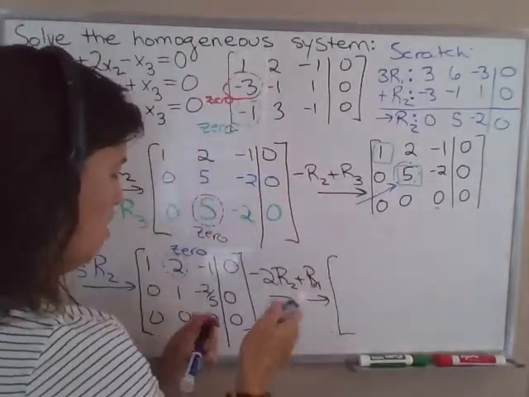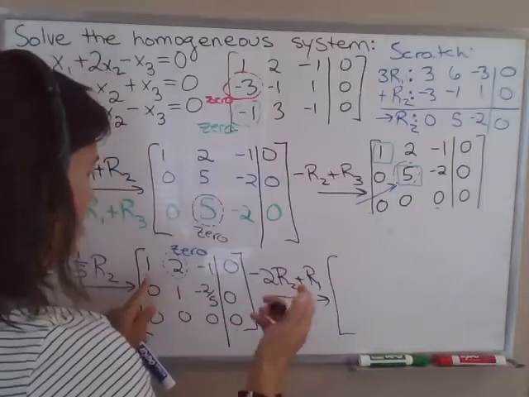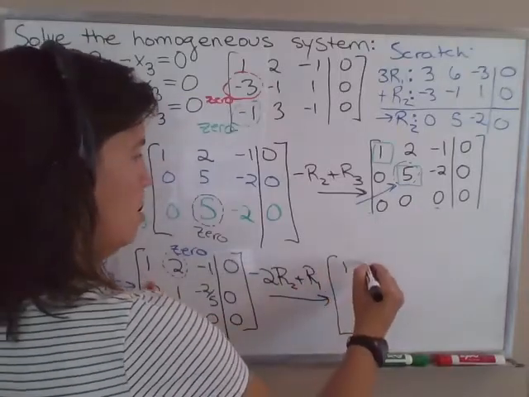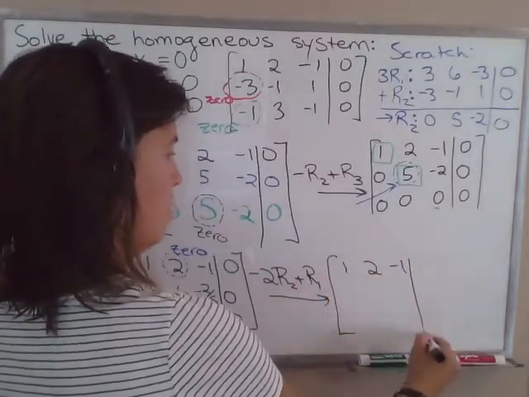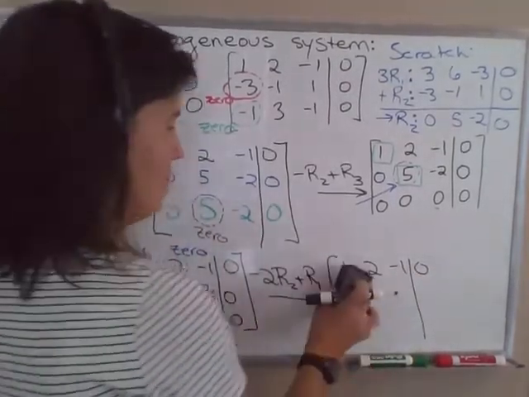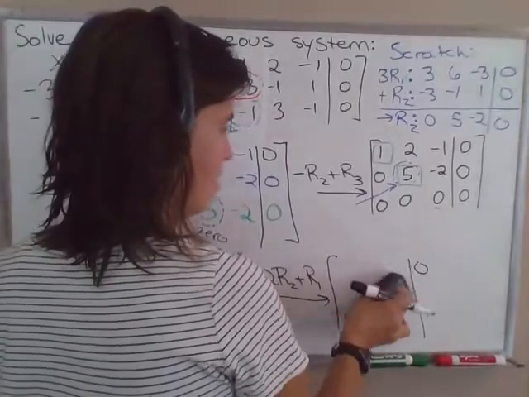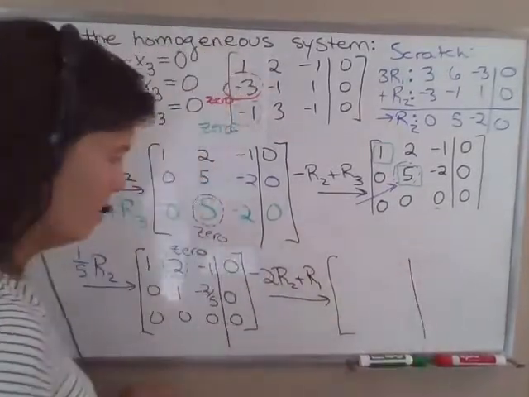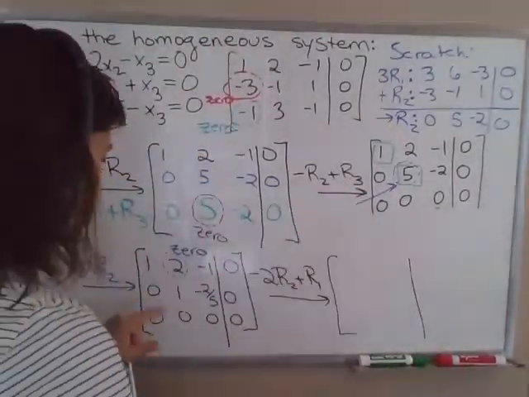So row 1 is going to stay the way it was. So that was 1, 2, -1, 0. Oh, no, it's not. Yikes-a-rama. Sorry, guys, and I don't edit video, so sorry about that.